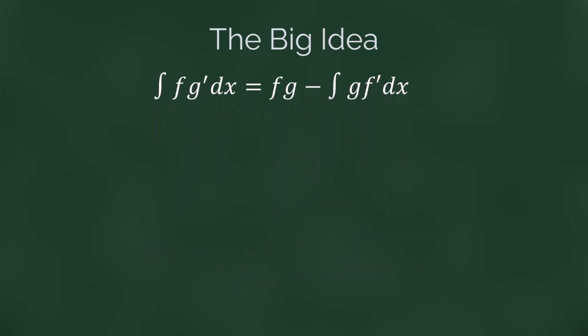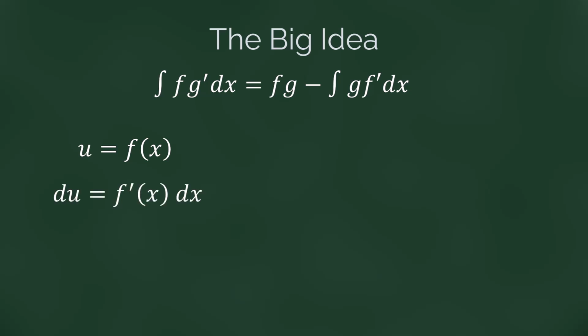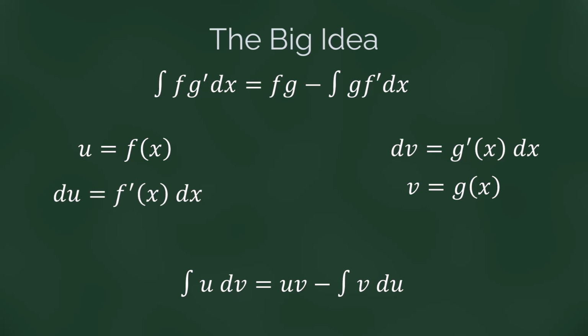We'll do a few substitutions to rewrite this rule in its more traditional form. We're going to let u stand in for f(x), which means that du is going to be equal to f'(x). We'll replace g'(x) with dv, which means that v is going to stand in for g(x). Once we make the substitutions, we see that we can write the rule as the antiderivative of u dv is equal to u times v minus the antiderivative of v du.